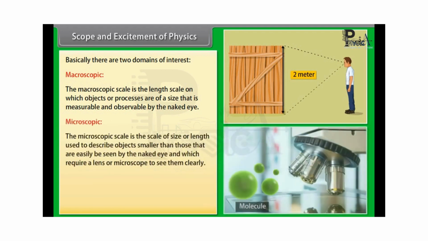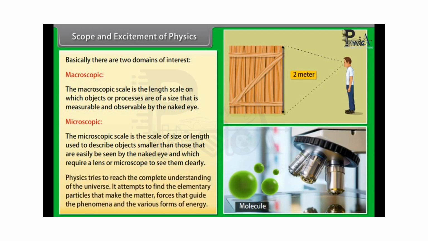Microscopic. The microscopic scale is the scale of size or length used to describe objects smaller than those that can easily be seen by the naked eye and which require a lens or microscope to see them clearly. Physics tries to reach the complete understanding of the universe. It attempts to find the elementary particles that make matter, the forces that guide the phenomena, and the various forms of energy.